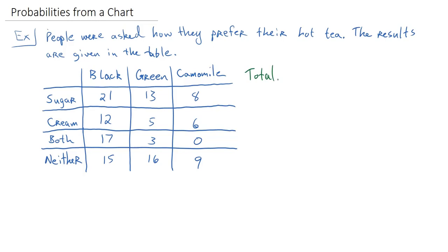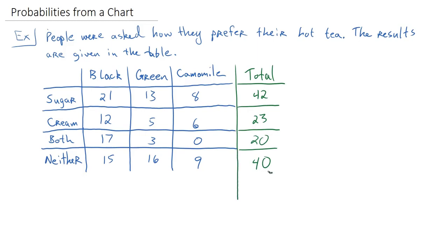So 21, 13, and 8, that's going to give us 42. 12, 5, and 6 will give us a 23. 17 and 3 give us a 20. And then 15, 16, and 9 give us a 40. I'm just going to go ahead and extend our lines because it'll make me happy.